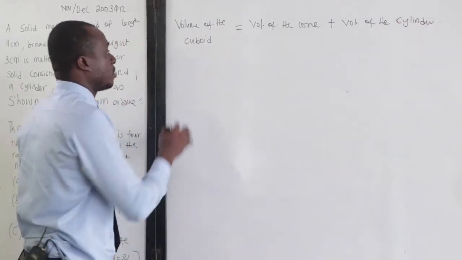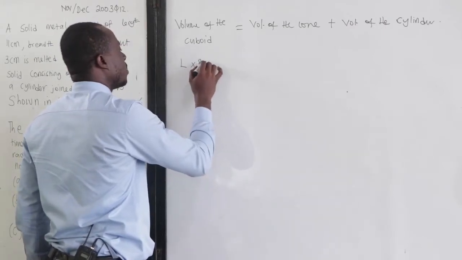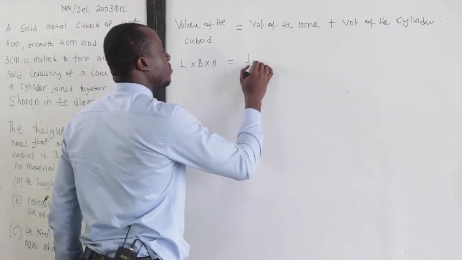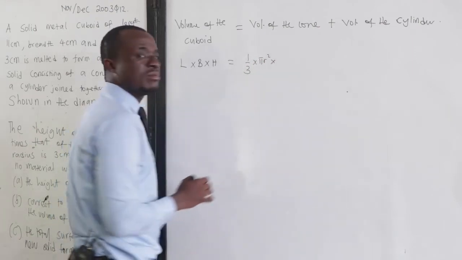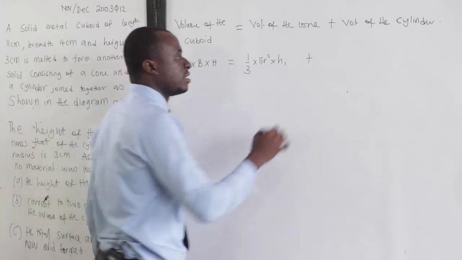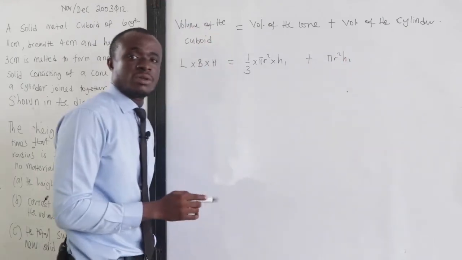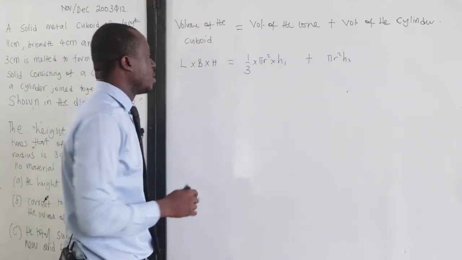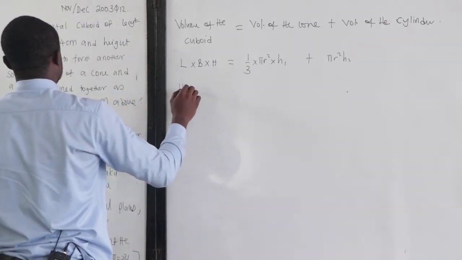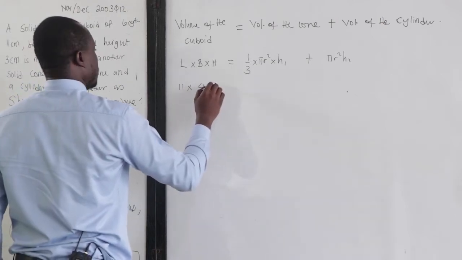What's the volume of the cuboid? The volume of the cuboid is given as the length times the breadth times the height. What's the volume of the cone? That is 1/3 base area times the height. Let's say h1. Now what's the volume of the cylinder? That is base area times the height. Let's say h2, because the heights are not the same. That's why I'm using different ones. Now what's the length? The length is given as 11. The breadth, that is 4. And then the height is 3.